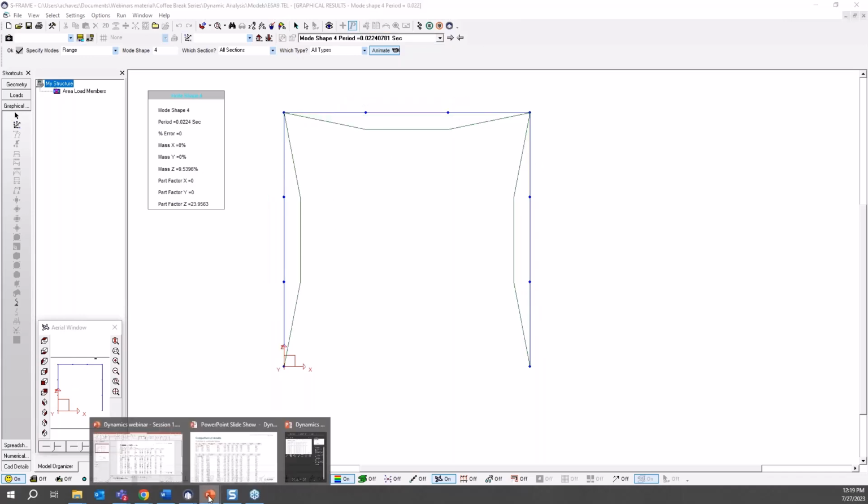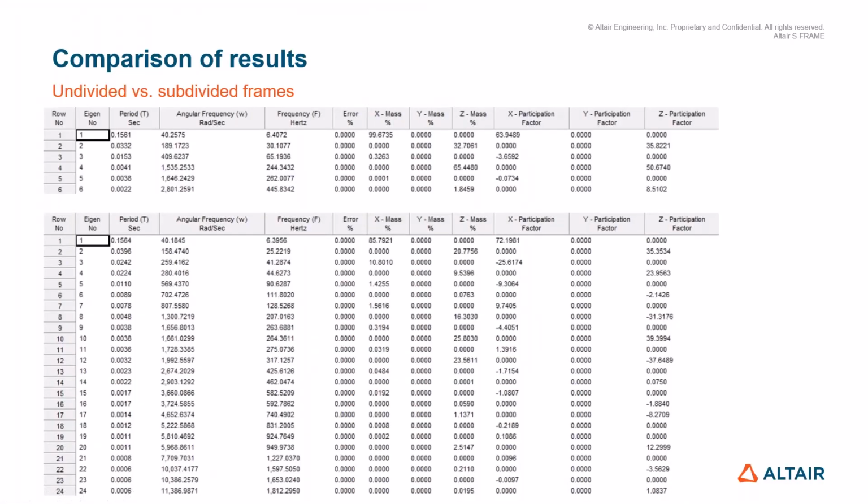So why don't we go compare the results for our two models? Now that we have run the two analyses in our analog models, we can start comparing the results. Above, you can see the results for the first analysis, and below, we can see the results for the second analysis. As you can see, I have my 24 eigenvalues over here.